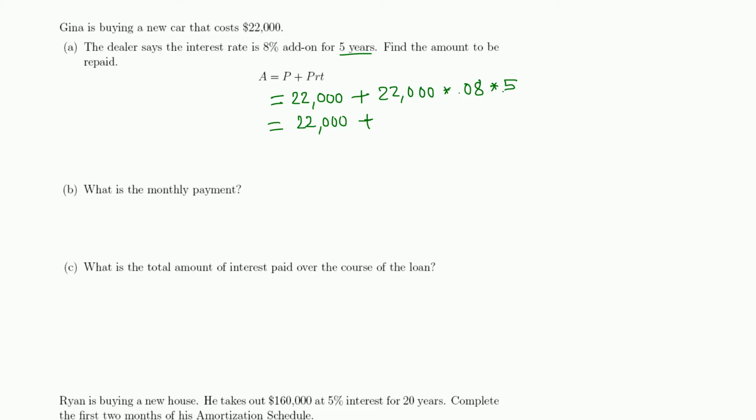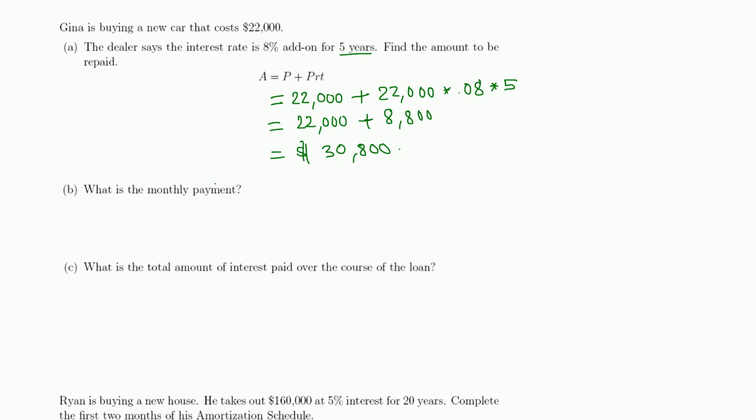Use your calculator and multiply these three numbers. You get 8,800. Okay. Now add these two numbers. You get 30,800. Okay. So she'll be paying 30,800. So what is the monthly payment?